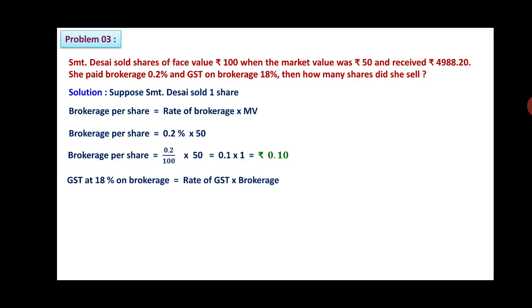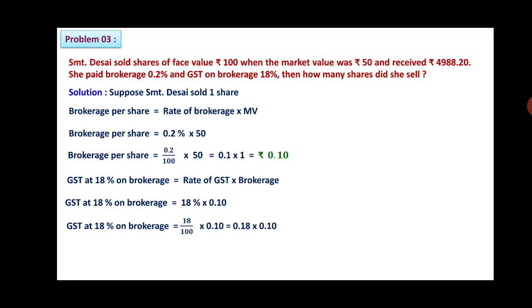GST at 18% on brokerage is equal to rate of GST into brokerage. 18% into 0.1 will be 18 upon 100 into 0.1, that is 0.18 into 0.1. So GST at 18% on brokerage is equal to 0.018 rupees.